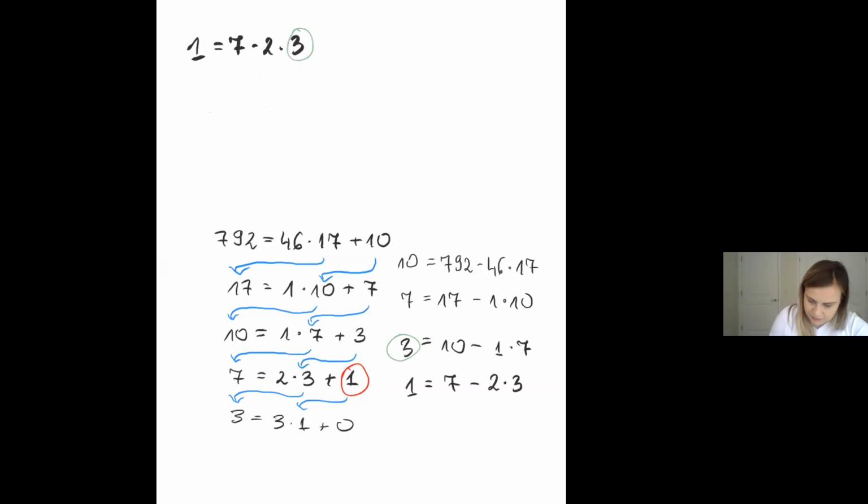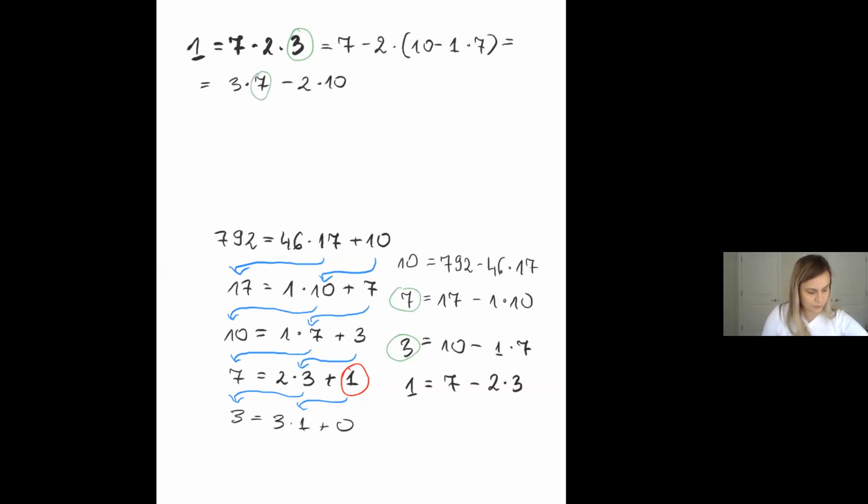We replace this 3 by the formula on the right-hand side. So we have 7 minus 2 times (10 minus 1 times 7). The idea here is that you don't multiply numbers out, you keep track of what you have. So we have 1 times 7, and minus 2 times minus 1 gives us 2, so we have 3 times 7 minus 2 times 10. And now we want to replace the 7, so this is what we replace in our formula.